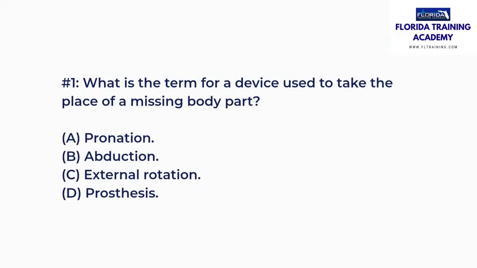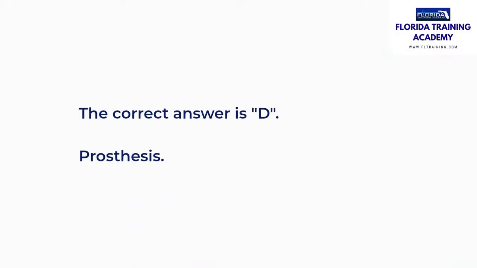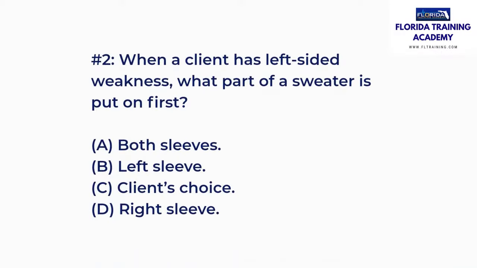Number 1. What is the term for a device used to take the place of a missing body part? A. Pronation. B. Abduction. C. External rotation. D. Prosthesis. The correct answer is D. Prosthesis. Number 2. When a client has left-sided weakness, what part of a sweater is put on first?